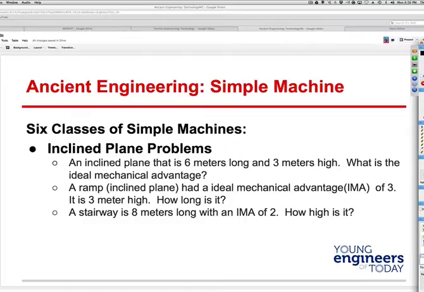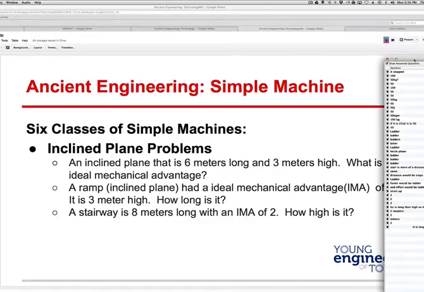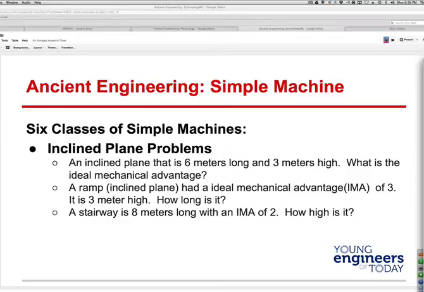An inclined plane that is 6 meters long and 3 meters high. What is the ideal mechanical advantage here, folks? So let's start listening and let's get everybody involved. Let me pull this up so I can see the questions. Excellent. All right, so if it's 6 meters long, it's 3 meters high, by definition we say 6 divided by 3, the mechanical advantage is 2.